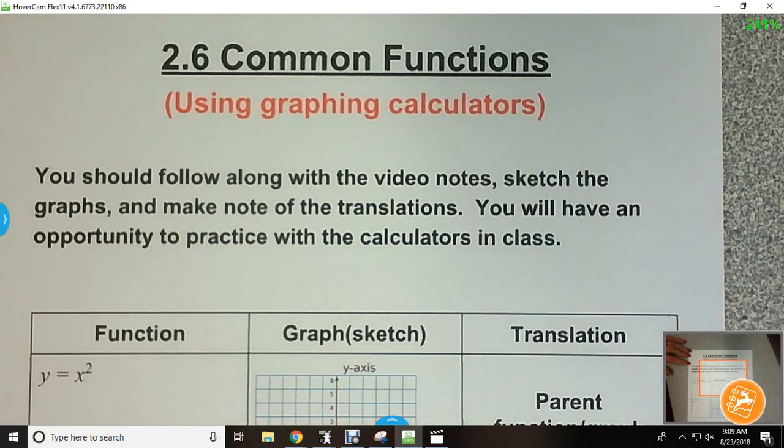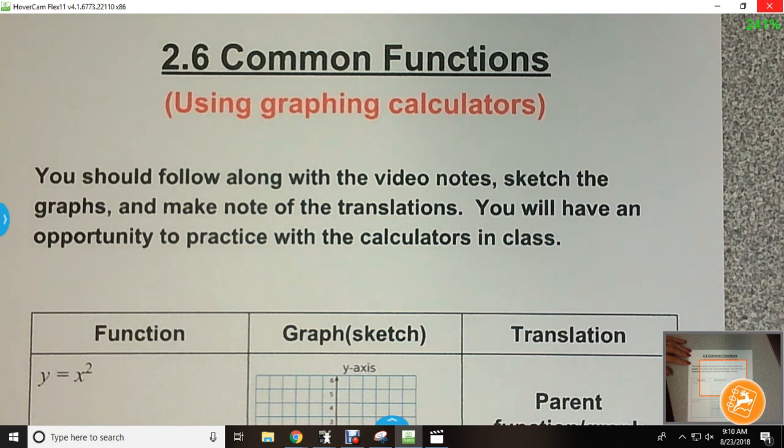Alright, so here are the notes for section 2.6. We're going to do it a little bit differently than your book does. Your book asks you to make tables for all of these, and it takes a really long time. After you make the tables, then you have to plot all the points, connect them so that you can see what the graph looks like. And you have to do that for quite a few different graphs before patterns start to emerge.